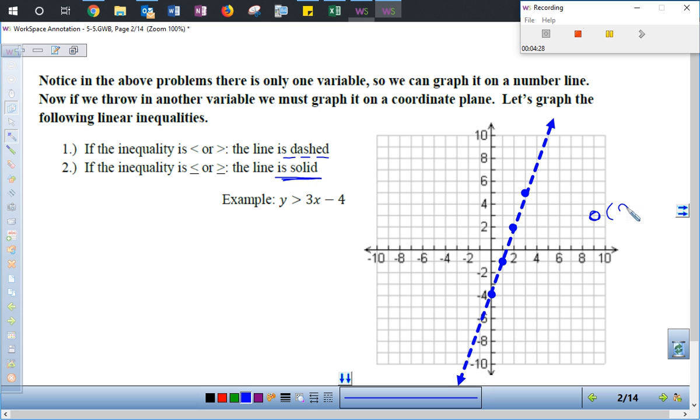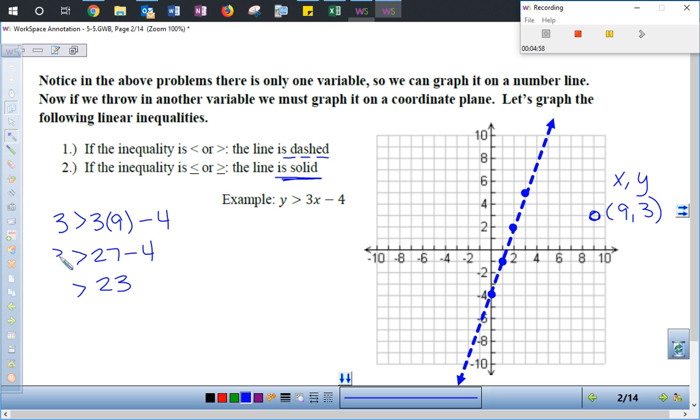This ordered pair is 9, 3. I want to substitute this ordered pair over here into my equation to see if it's true. So I'd substitute 3 in for y because it's x, y. So I'm going to substitute 3 in for y, and that's going to be greater than 3 times 9 minus 4. Now let's see if we simplify this, if it works. So 3 times 9 is 27. 27 minus 4 is 23.